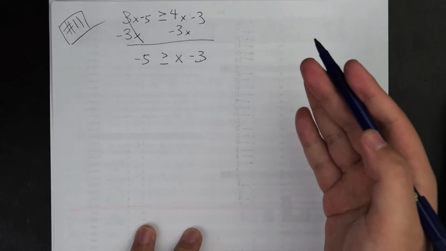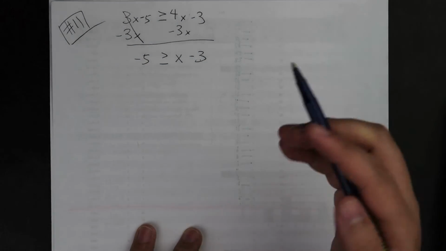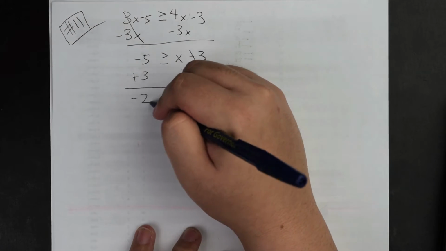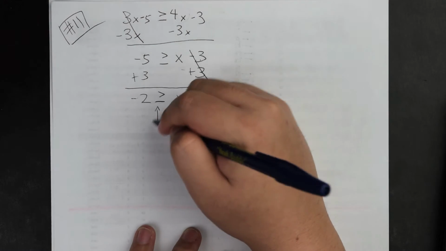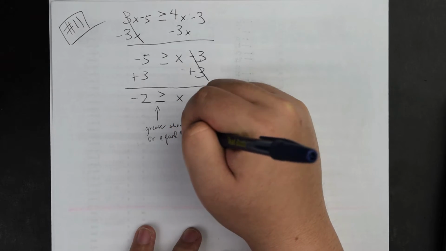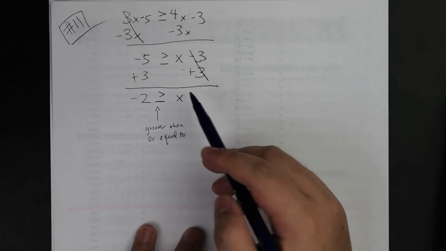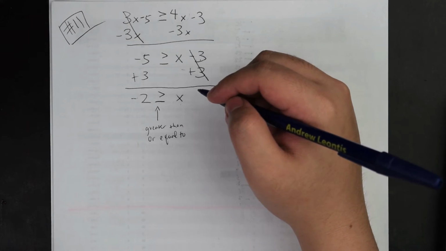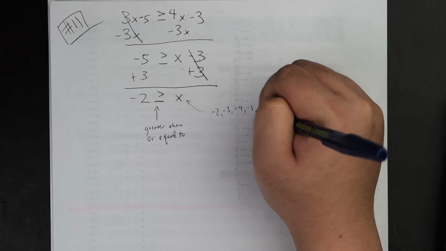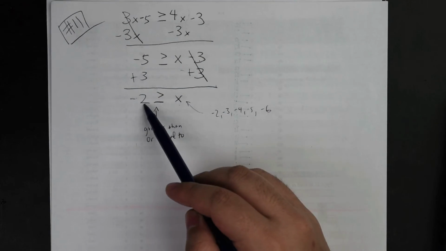After I do this, my goal, as I mentioned, is to move all constants to one side and all variables to the other side. So now I need to move the constants. I'm going to move plus 3 over so that I have negative 2 is greater than or equal to x. And what does that mean? That means that all the values I plug into x right here have to be either negative 2 or smaller. So for example, this could be negative 2, negative 3, negative 4, negative 5, negative 6. Be aware that these values have to be smaller than or equal to negative 2.